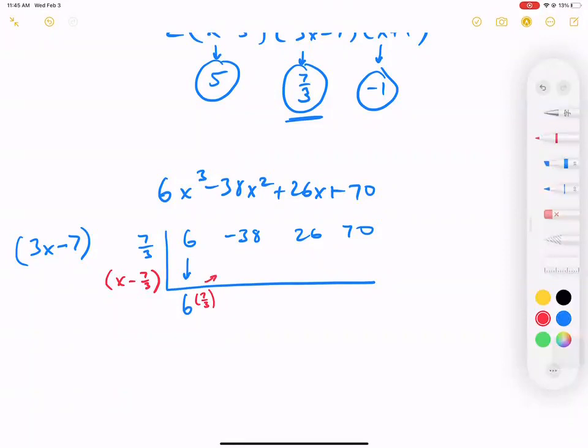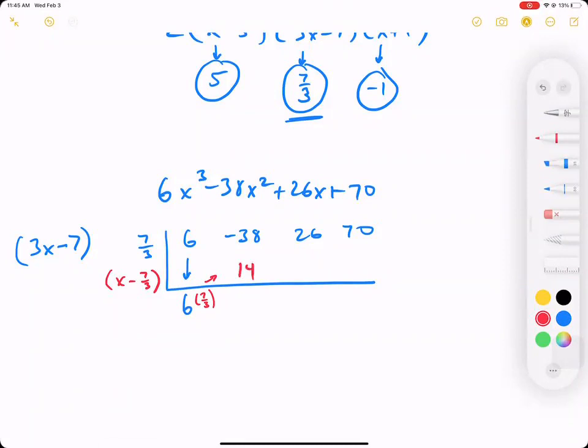Now, you might think 7 over 3 is going to be hard, but it's not. First, what's 6 divided by 3? We always divide our bottom numbers. 6 divided by 3 is 2. 2 times 7 is 14. We just write 14 on top.